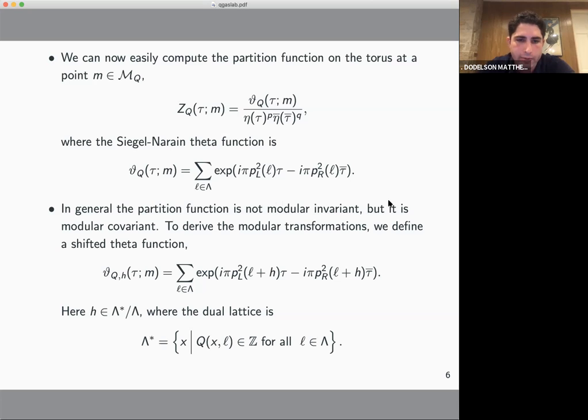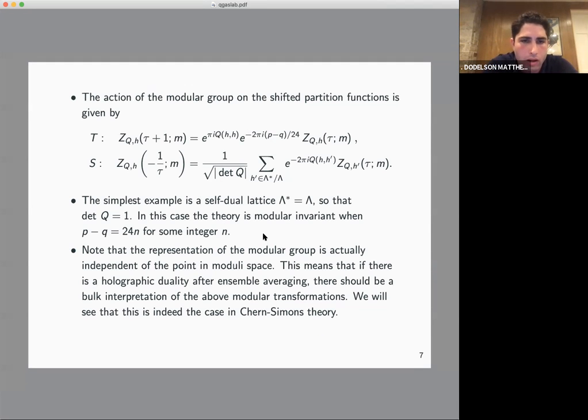And to derive the form of the modular transformations, I'll define a shifted theta function. So here we shift L by H in this summand, and this defines the theta function theta Q H. So here H is valued in the dual lattice modulo the lattice. The dual lattice is defined by all x such that Q of x with L is an integer for all L in the lattice. So now I can compute the action of the modular group. So the T transformation is actually diagonal in the H space. It just gives a phase. And then the S transformation acts as a Fourier transform in the H space.